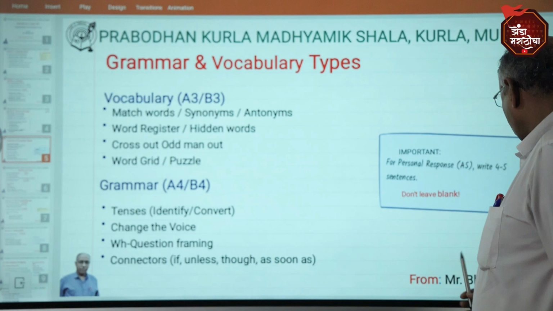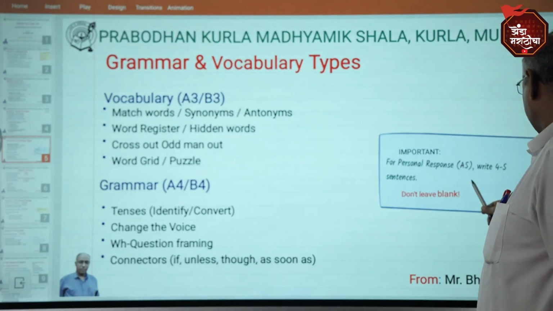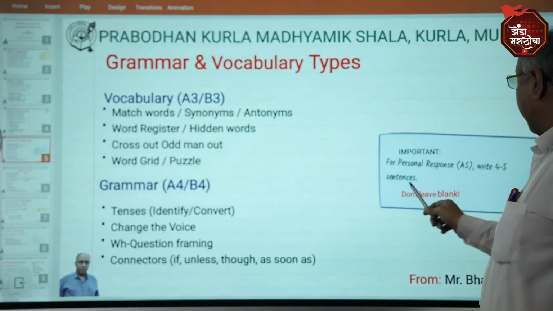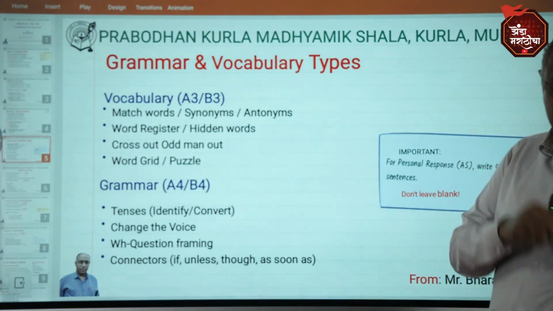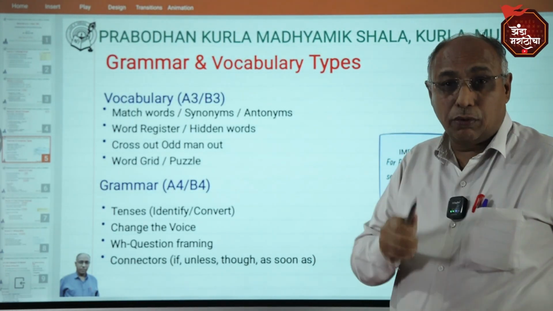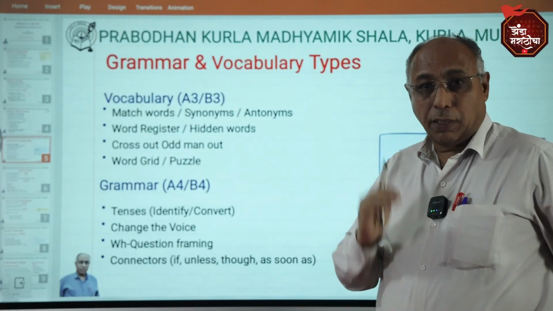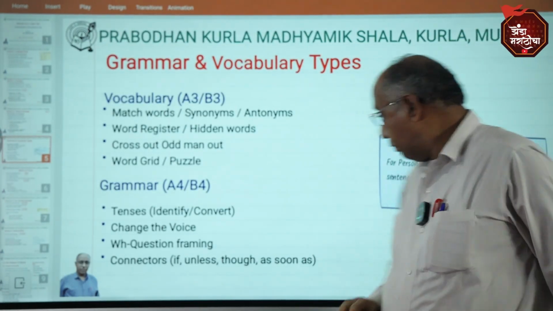So, the important thing is that for personal response A5, write 4 to 5 sentences. Don't leave it blank. If you leave it blank, you will get 0 marks. But if you try to write something about that, you will get some part of the given weightage.